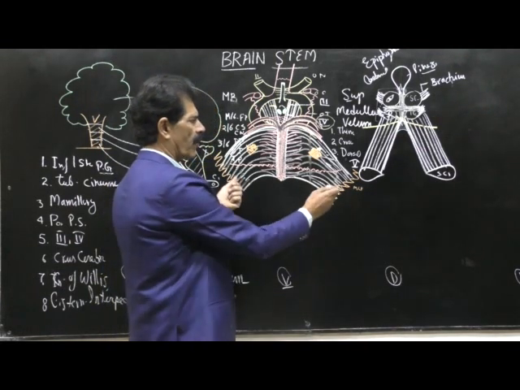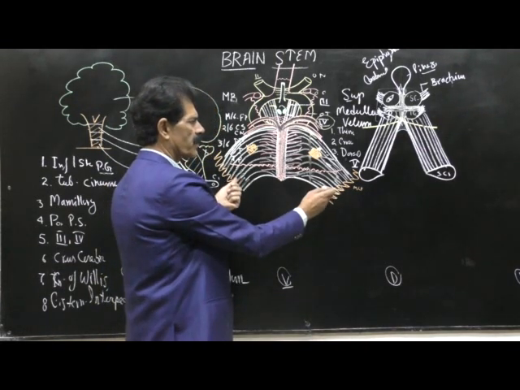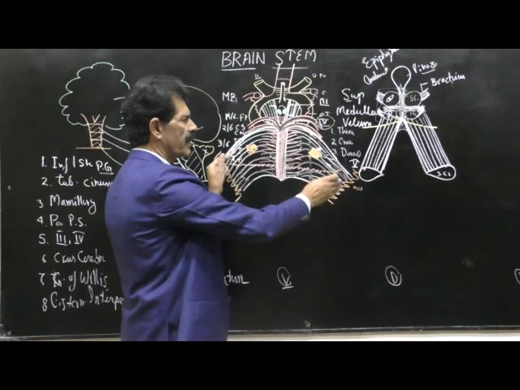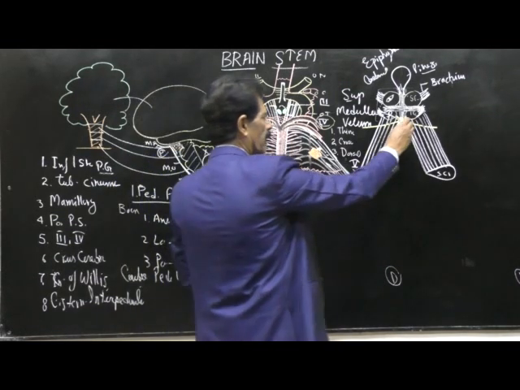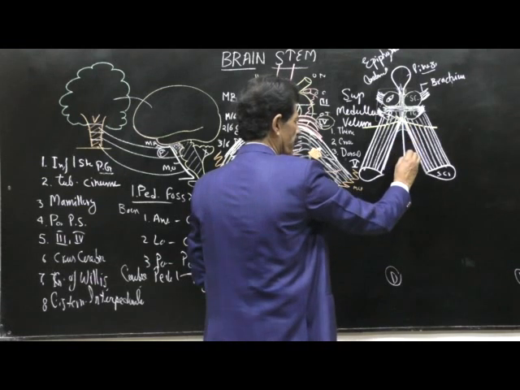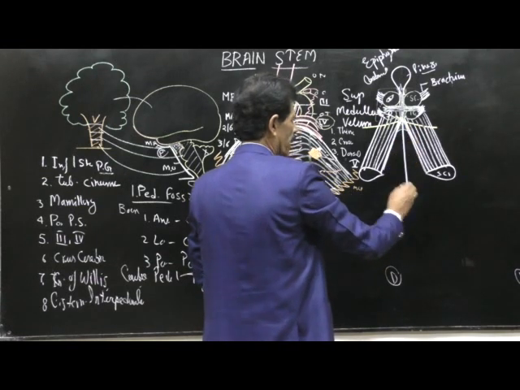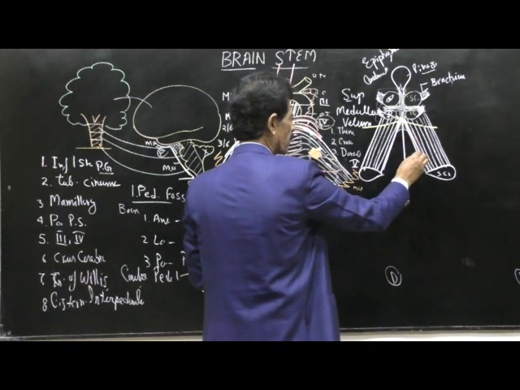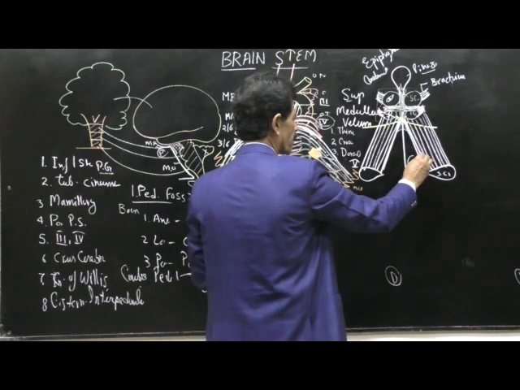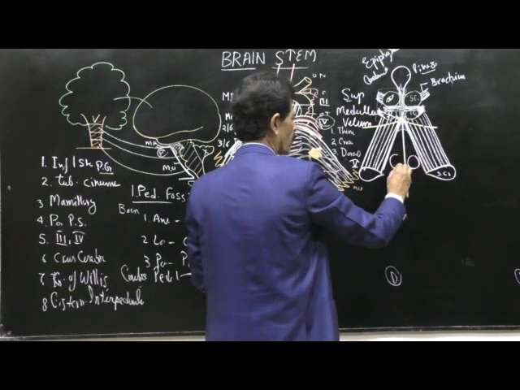Now we have already done the anterior or the ventral surface of the pons, which looks like the head of a barkidole. Now the backside of it is the dorsal surface of the pons. In the dorsal surface of the pons, we see two elevations on either side, called the facial colliculus.